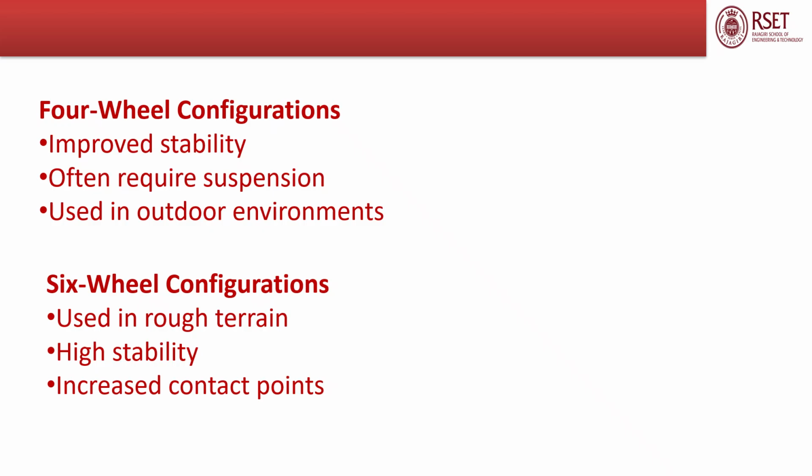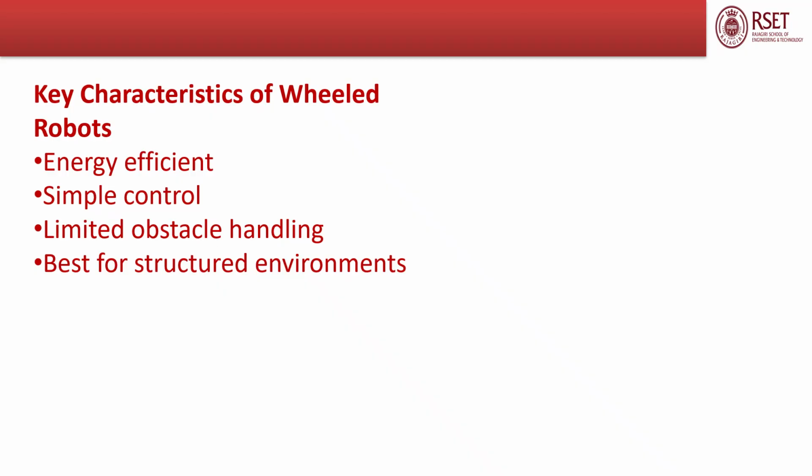Next, we'll see the key characteristics of wheel robots. To summarize, wheel robots are characterized by higher energy efficiency, mechanical simplicity, and ease of control. They perform best in structured environments with relatively smooth terrain. However, their main limitation is poor obstacle climbing capability compared to legged robots. As a result, wheel robots are ideal for applications such as logistics, transportation, and autonomous driving, while legged or aerial robots are preferred for highly unstructured environments.